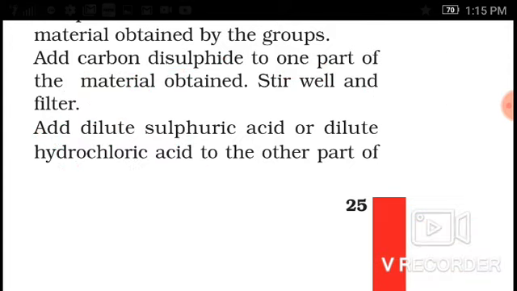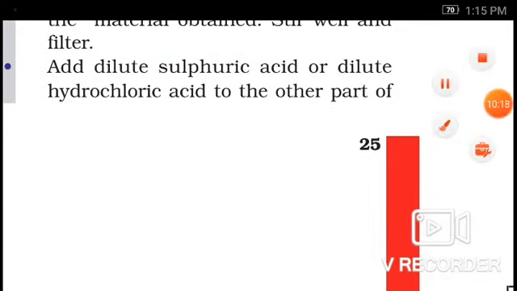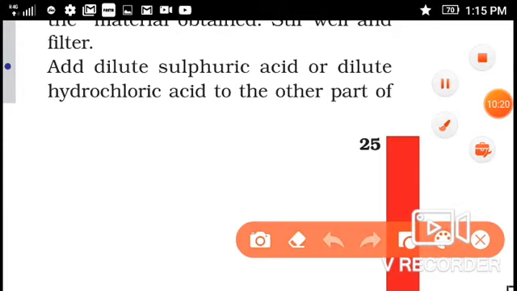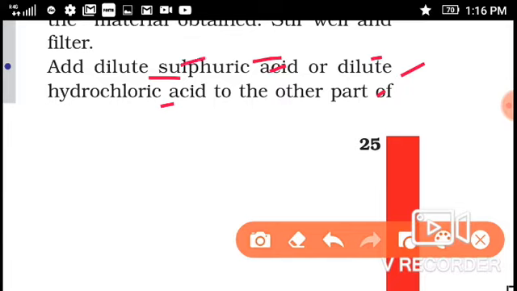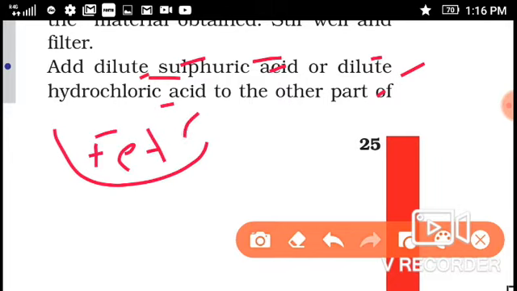Okay, now add dilute sulfuric acid or dilute hydrochloric acid to the other part. Okay, and what will be the answer? What will be the solution of this? When you add either dilute sulfuric acid or hydrochloric acid to group first, as it has iron and sulfur, then hydrogen gas is released in group first.